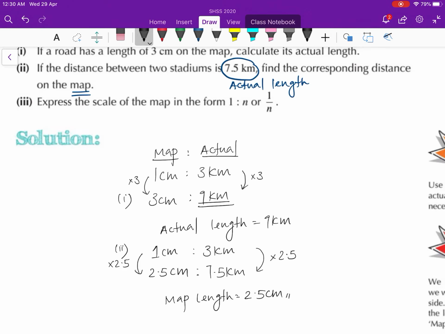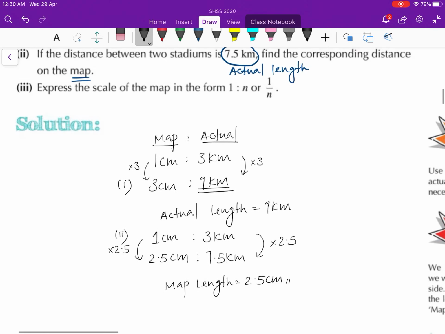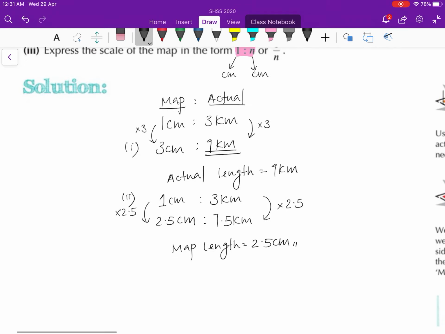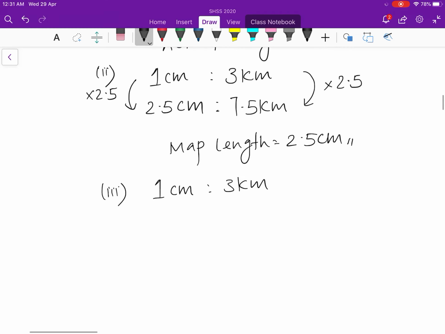Part 3. Express the scale of the map in the form of 1:n or 1/n. Now, when they say 1:n or 1/n, it means both are in centimeters. This is in centimeters and this is also in centimeters. I'm going to repeat the ratio again. The ratio is 1 cm is to 3 km. Now, no problem on my left side because the left side is already 1 cm. But the right side is not in cm, so we got to change the right side to cm.